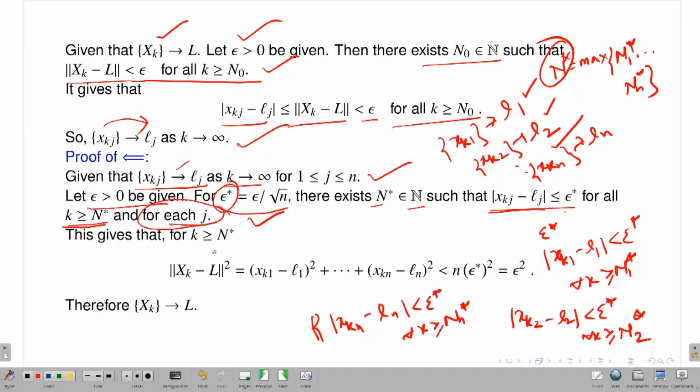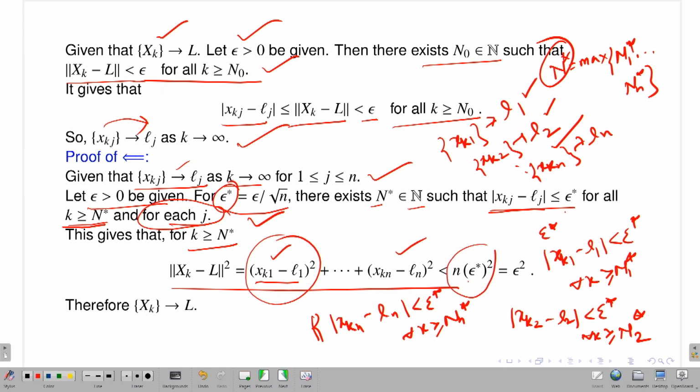So, therefore, what am I having? If I take k greater or equal to that capital N star, I know the definition of my Euclidean distance in Rn, that means xk minus L squared is nothing but the component-wise difference squared, and each of these I can make less than epsilon star squared. So, that means the distance between xk1 and L1 is less than epsilon star, therefore the square is less than epsilon star squared. So, I have n many terms.